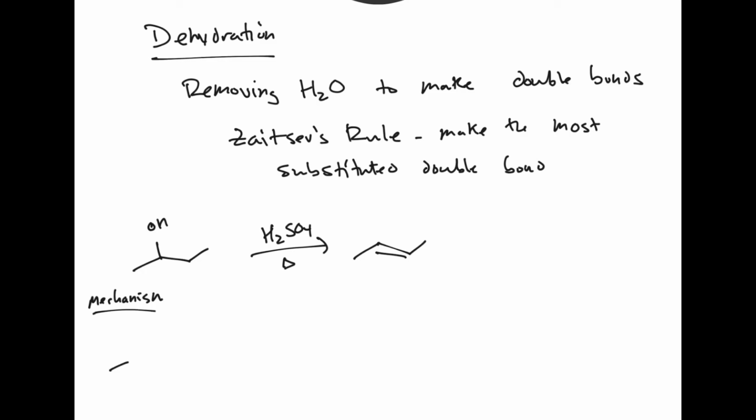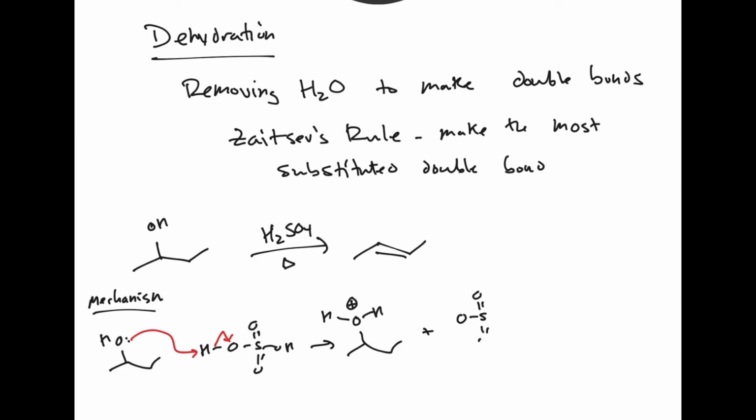Right, it's pretty straightforward. You have your alcohol and your sulfuric acid. You protonate your alcohol. We make sulfate. Because it's on a secondary carbon, we're going to make a carbocation before we do anything else. So our water molecule is going to leave. We make a carbocation. We have water.